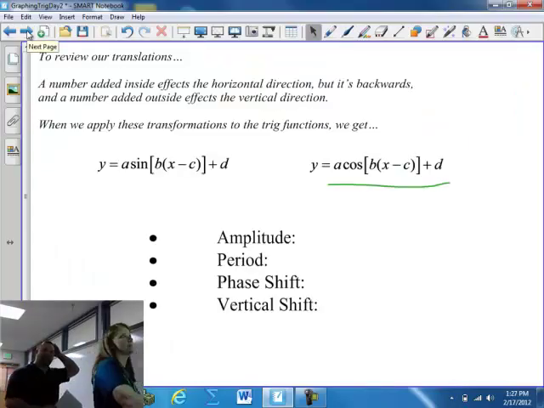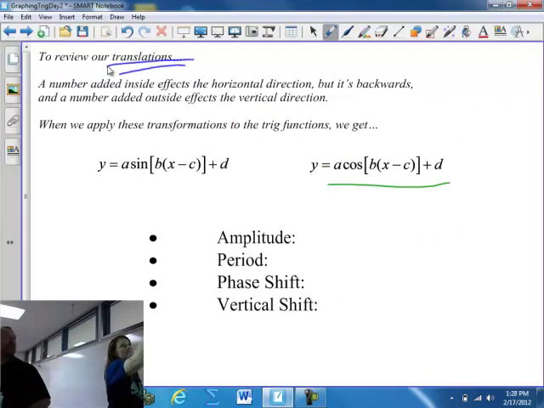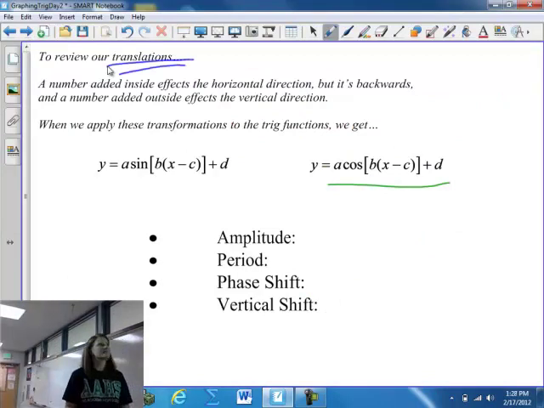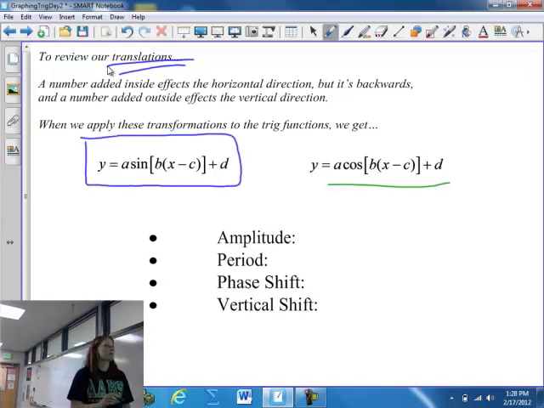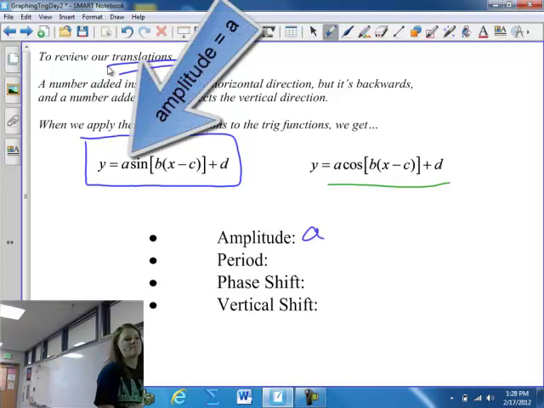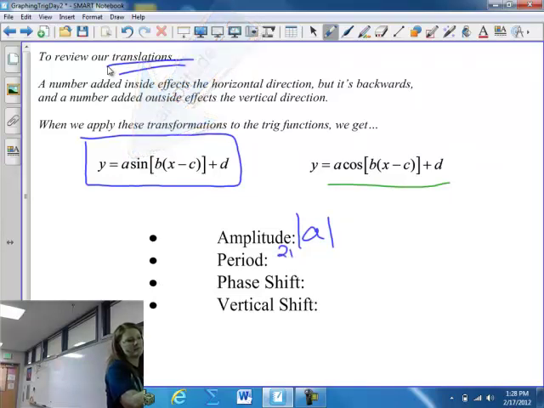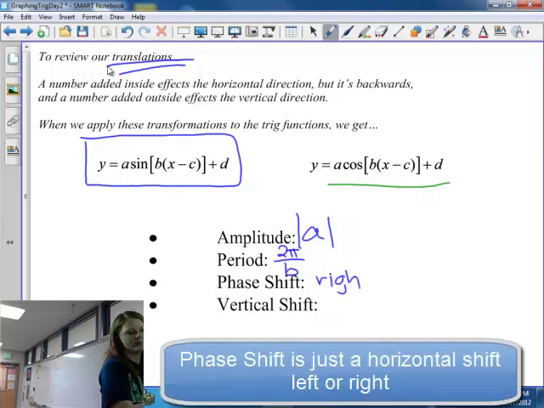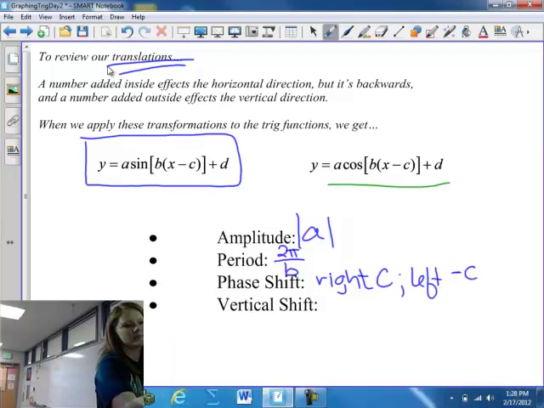Okay, here we go. We're going to review just the concept of our translations. We have our equations from last class. We spent some time with this, and hopefully you still remember what some of these things mean. But just to review, the amplitude of these functions is the a value, or the absolute value of that. The period for sine and cosine is 2 pi divided by b. And the phase shift is just our left and right motion of our trig functions. In this case, both of them say x minus c, so we're going to go right c. And it'd be left c if we had x plus c inside that parentheses.